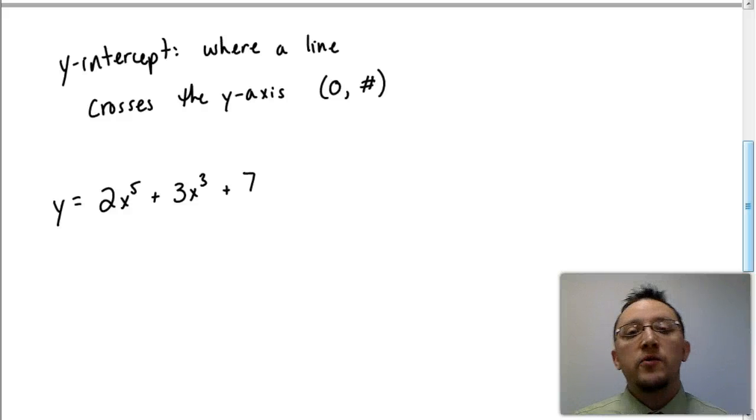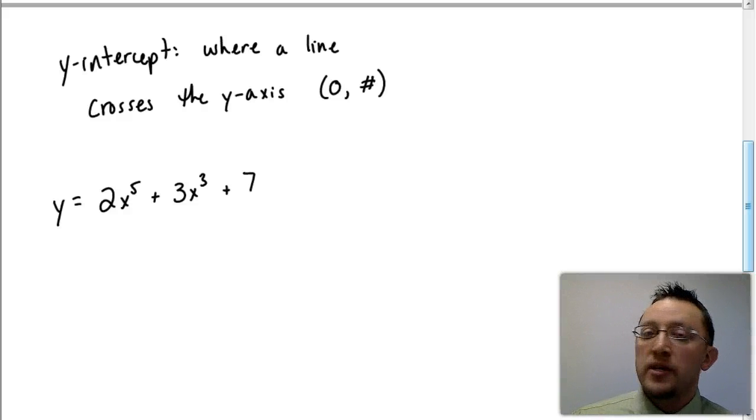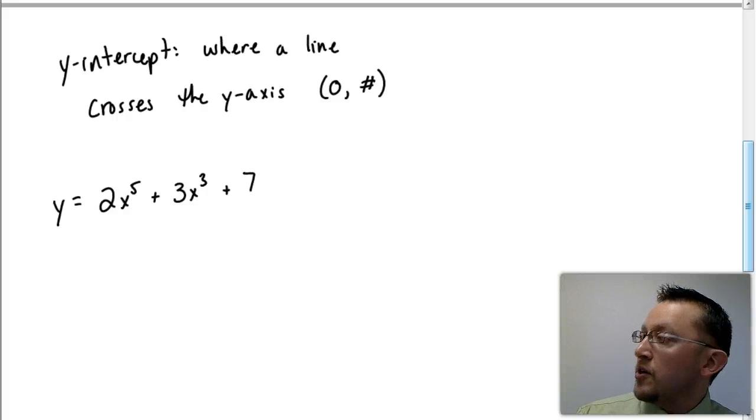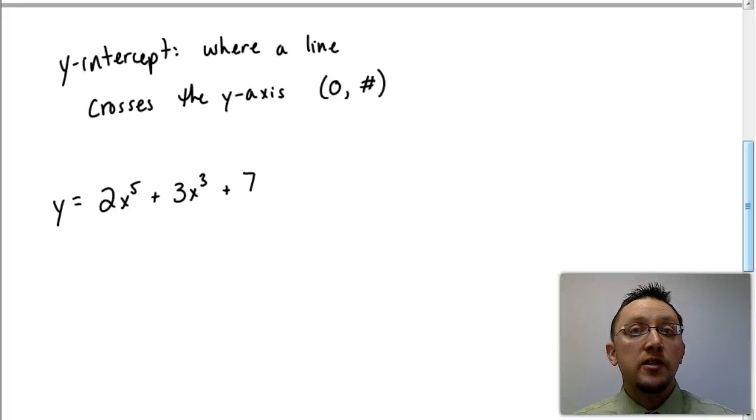And an easy way to determine that by looking at an equation, like here I have this equation, y equals 2x to the fifth power plus 3x cubed plus 7. Well, if I put 0 in for x, well, 0 to the fifth power is 0, times 2 is still 0. And 0 to the third power is still 0, times 3 is 0. Add all those zeros up and add that to 7, and we get a y-intercept of 7.